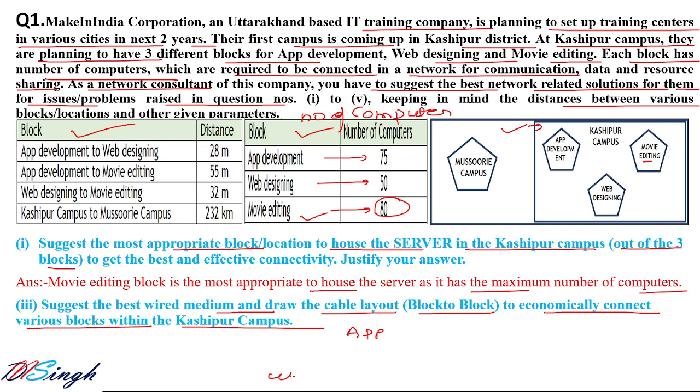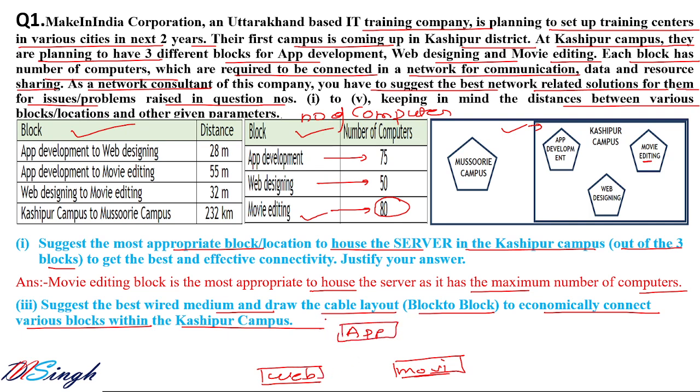Okay, so I will write only web, and then we have movie editing. Okay, fine. So first we see, the first criterion is which particular block has the maximum number of computers. So which has it here? Movie block. This block has the maximum number of computers.